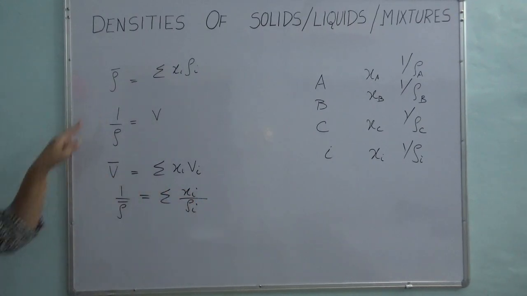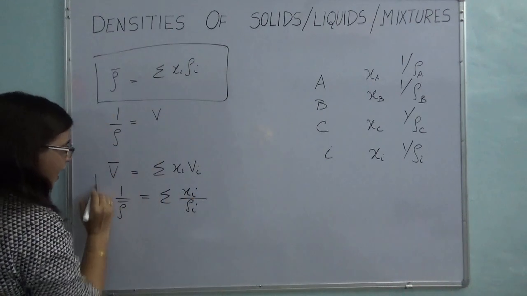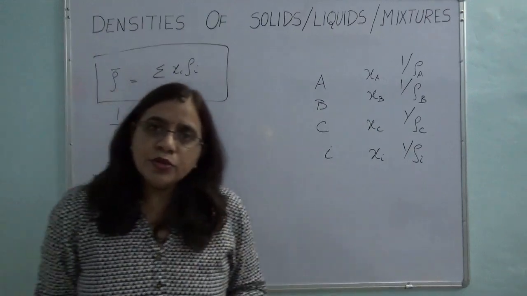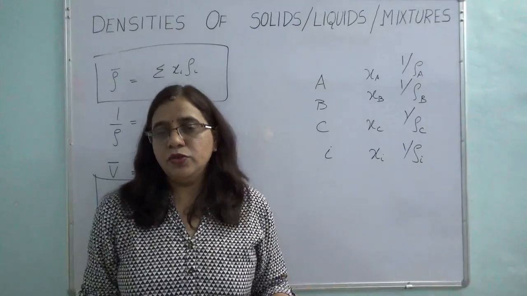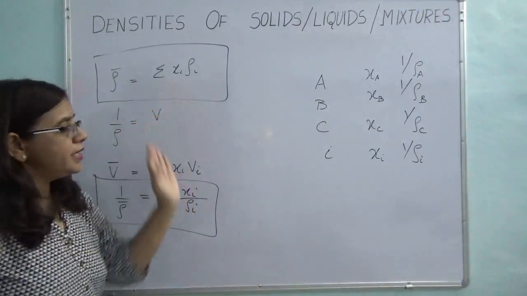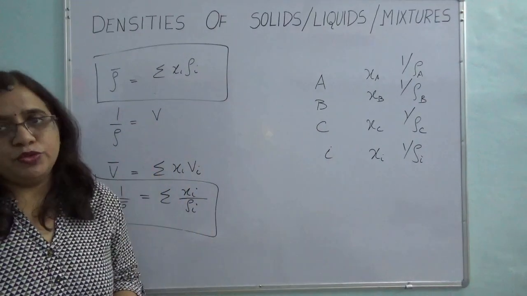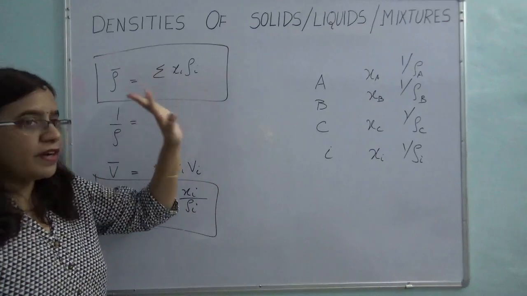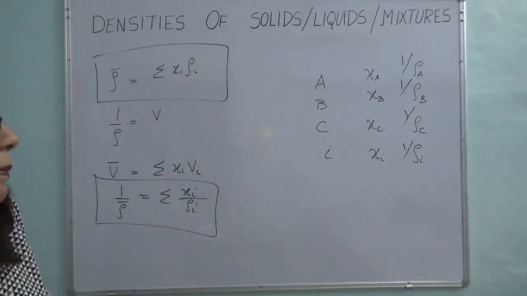Okay, so these are two different equations and these give you two different answers. Now which one you use depends on your judgment. There is no hard and fast rule. Whichever correlates better with the experimentally determined values, that is the one which we use. So I will quickly take an example and find out the densities using these formulas one by one.